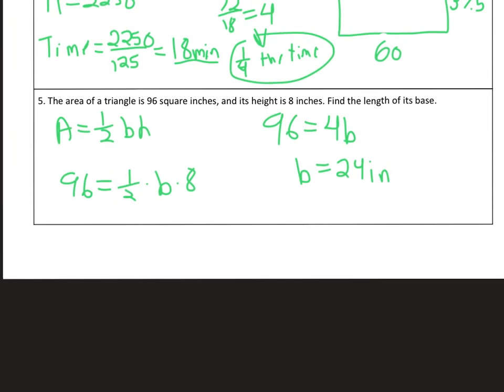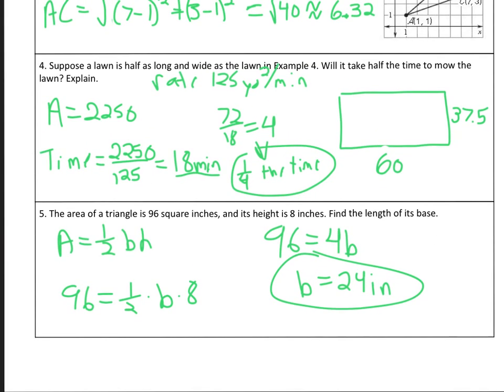And then the final one, I'm given the area, I'm given the height. I'm solving for the base. So this is just a memorization of that area of a triangle formula. I got 96 as the area. The height is 8. Set up my equation, simplified it, and solved it to get the base is 24 inches. So that is what I have for area, perimeter, circumference.